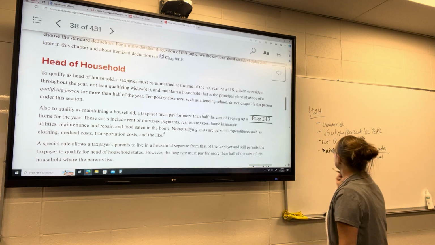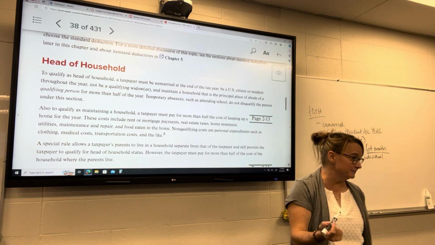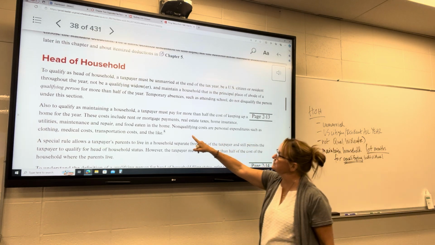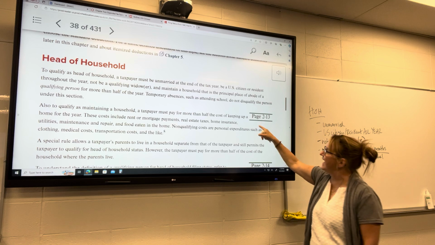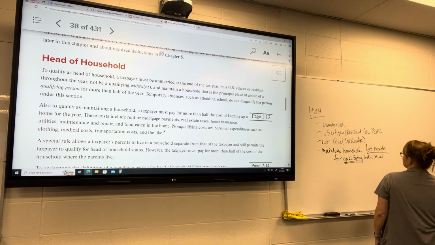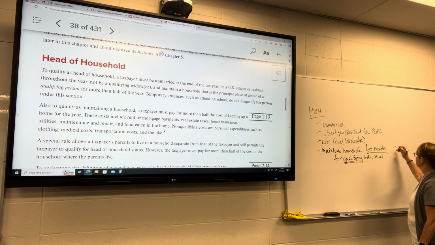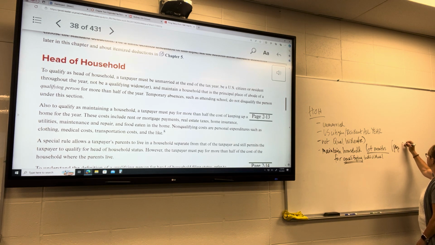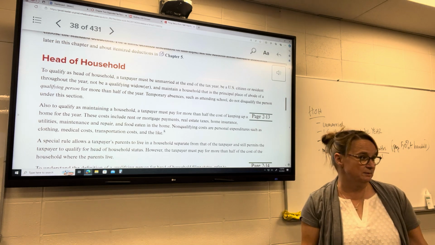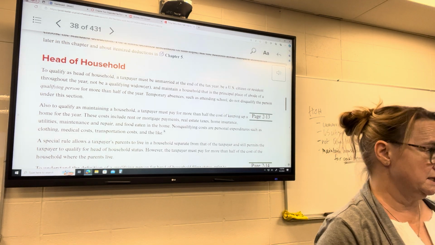All right, so we're going to have to define what a qualifying individual is, and we really need to define what maintaining a household means. To qualify as maintaining a household, the taxpayer must pay for more than half of the cost of keeping up a home for the year. So maintaining a household, pay for 50% plus of the household. Well, that means that if you're paying for 51%, somebody else could be paying for 49% of the cost of maintaining a household.